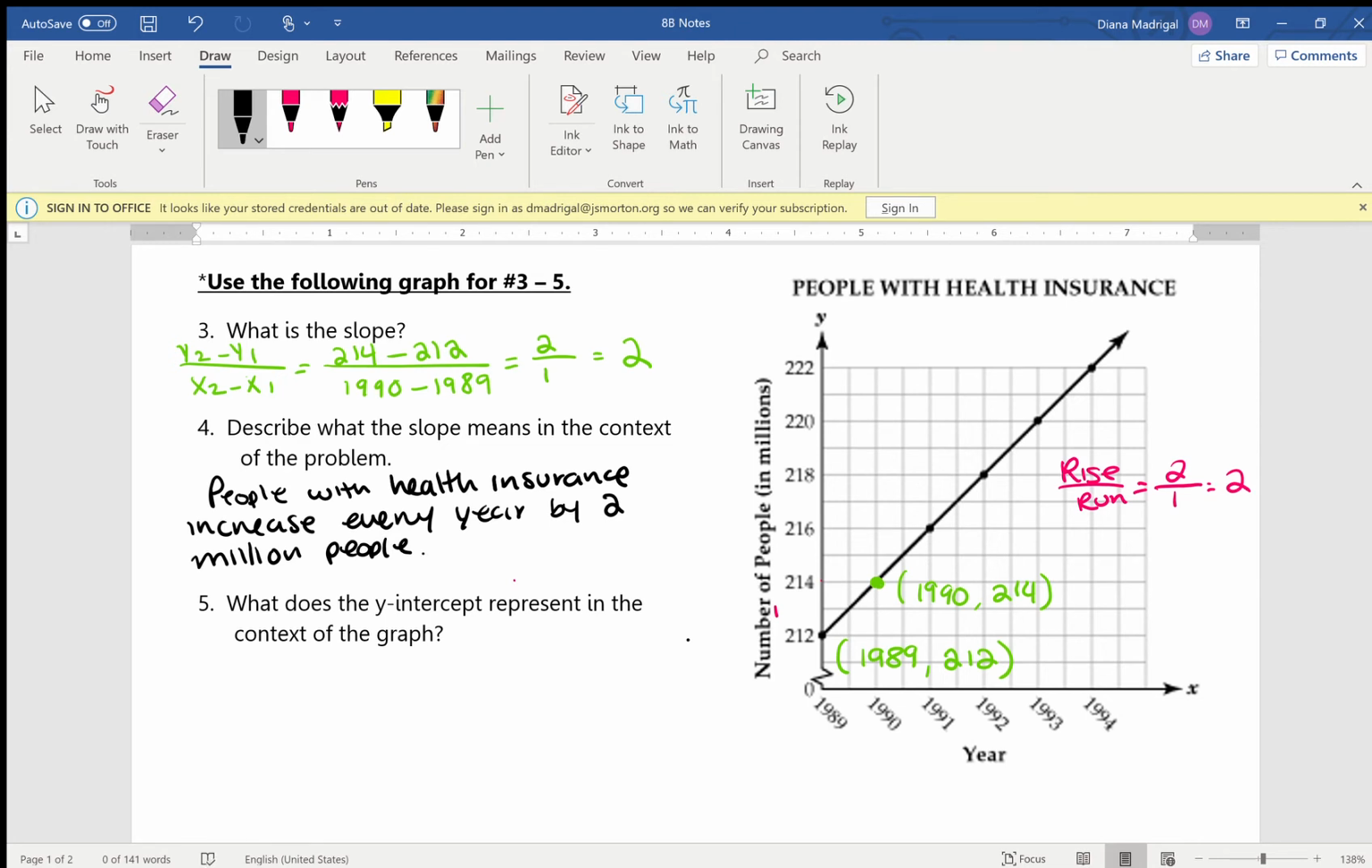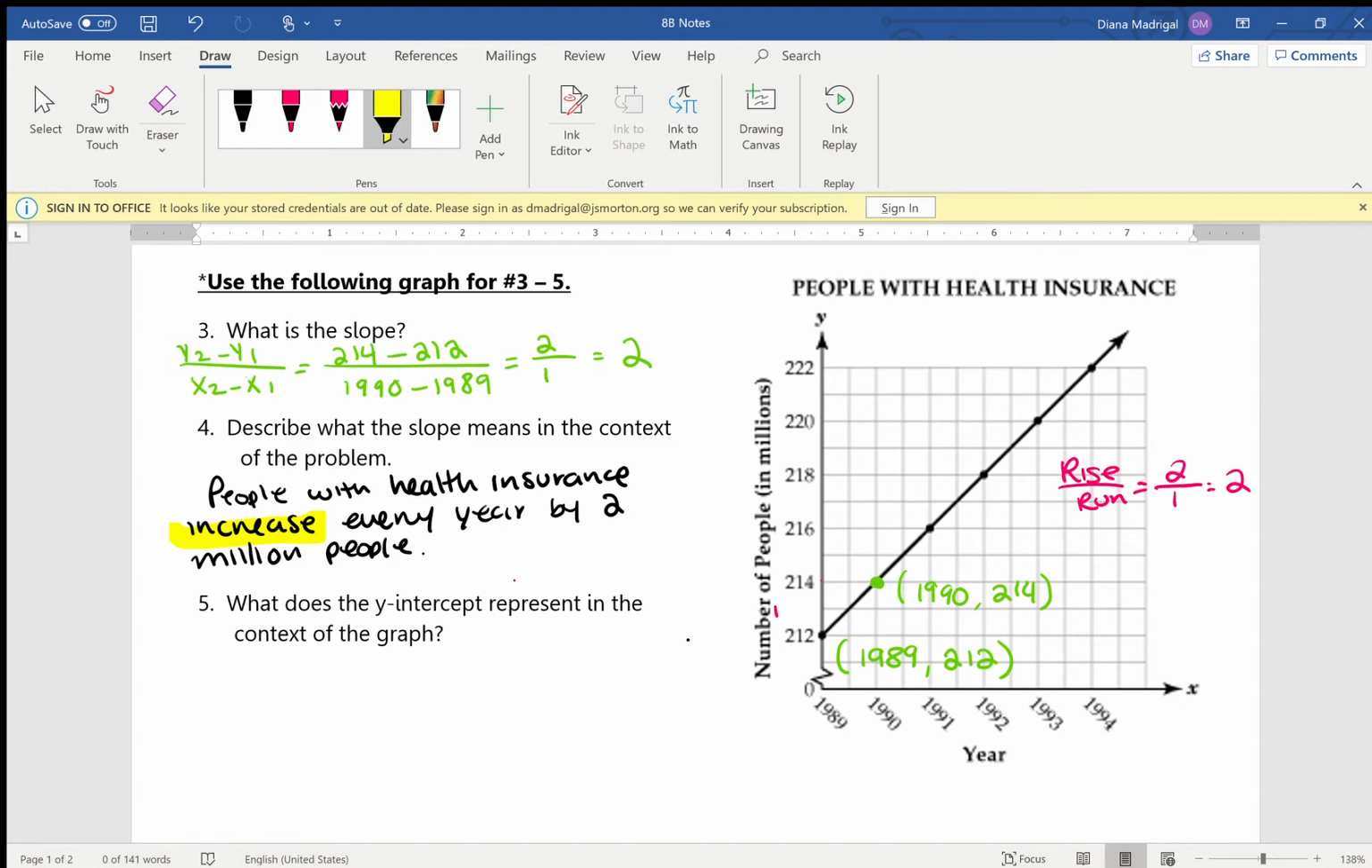Okay, so that's what it means. Remember, the change of y over the change of x. The change of x is 1. The change of y is 2. 2 is talking about the number of people, so it's 2 million people. The change of x is 1. That means that's every year. That's why I put every year. Okay. And then what were we talking about? Well, people with health insurance. And why did I say increase? Well, because my graph is going up and because my slope is positive. If my slope was negative, I would have said that it was decreasing. So make sure you guys pay attention to those little details, okay?